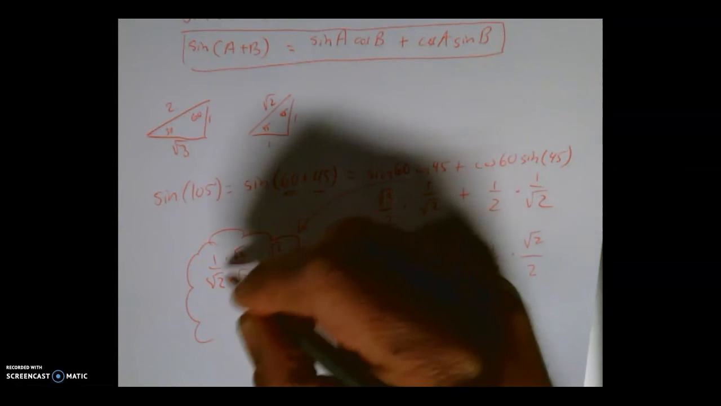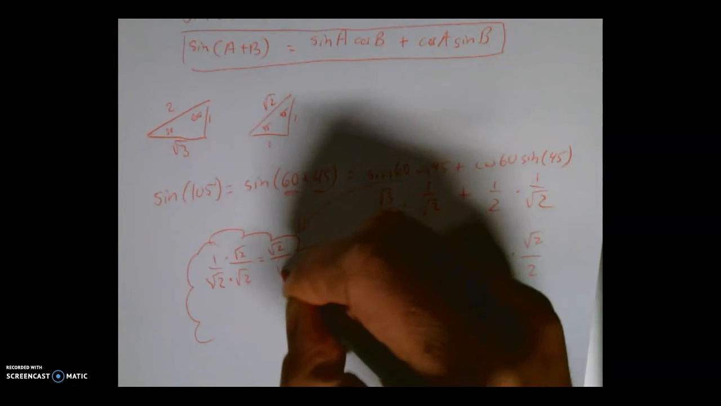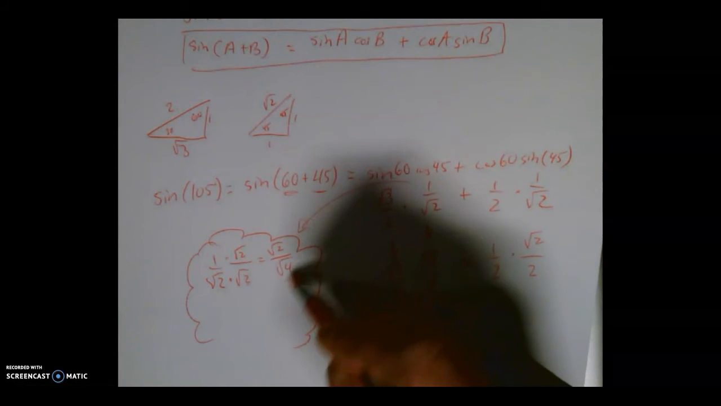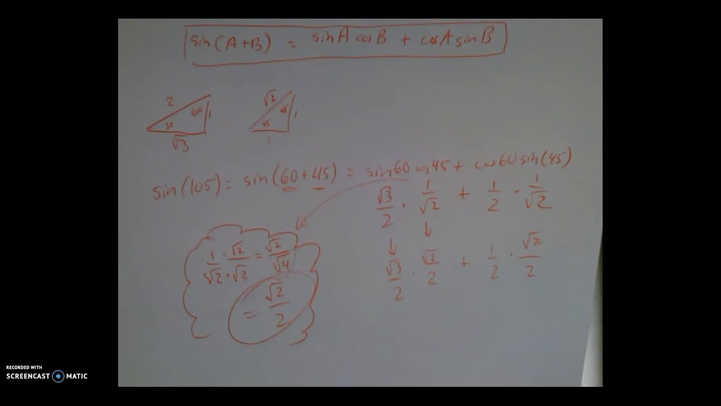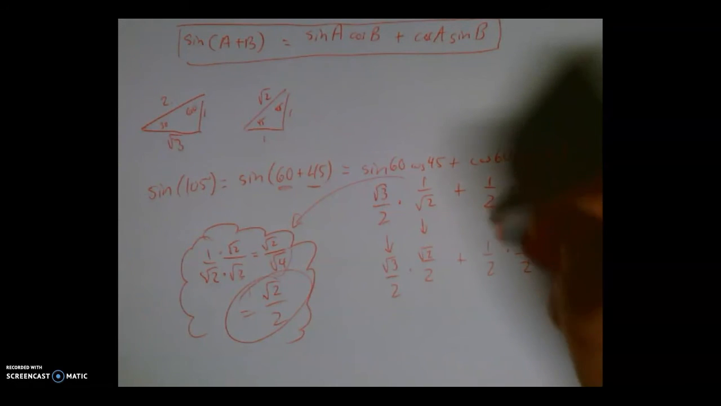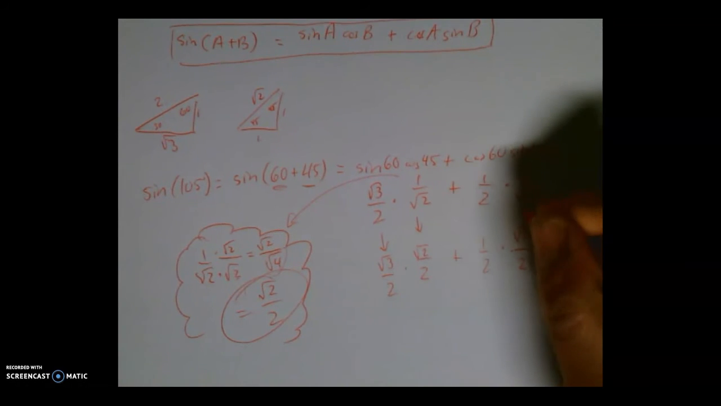So we can do this, and what happens is on the top you get rad 2. On the bottom you get rad 2 times rad 2, which is rad 4. But wait, we know the square root of 4. That's just 2. So the whole thing is just rad 2 over 2. Okay, so that's how we got from here to here, and that's how we converted these things.